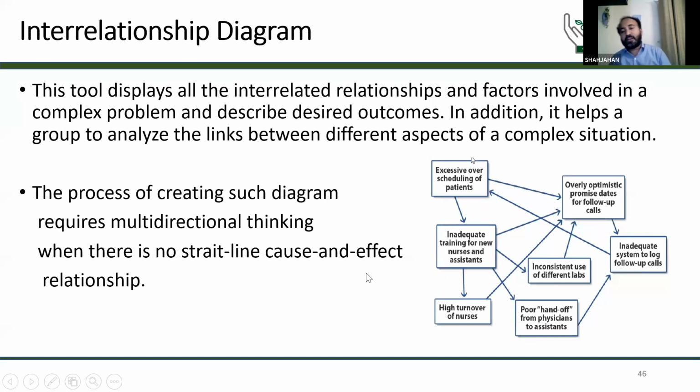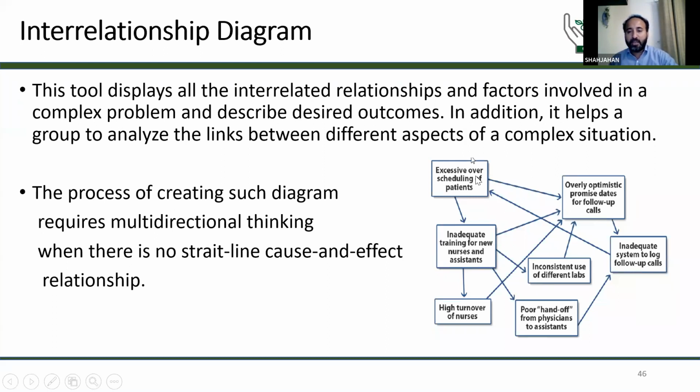An interrelationship diagram means there is one problem, but it is affected from many areas. Like in pharmacy, if dispensing medication is late, there can be a problem. The pharmacist verifies late. There can be a problem in the system. There can be a problem with the pharmacy aide being absent. So many problems. So we will make a diagram and interconnect each problem to see where the issue is.